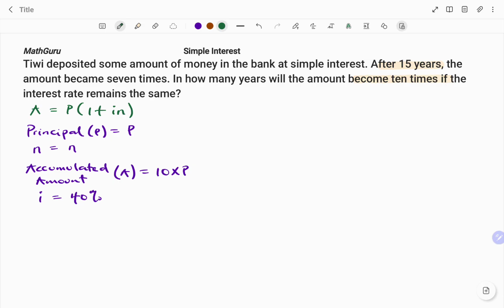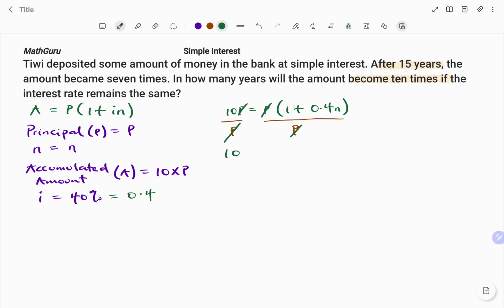So using the same formula for simple interest, my new accumulated amount is now 10P. So I have 10P equals my principal times 1 plus, I'm looking for n, the number of years, so that remains n, but my interest now is 40%. And note that 40% is the same as 0.4. So I have 0.4 times n. I'll start by dividing both sides by P in order to get rid of my P on both sides. P in P1, P in P1.